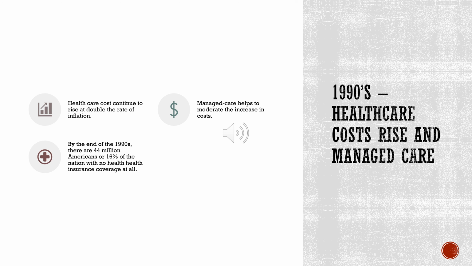So then as we enter the 1990s, healthcare costs are continuing to rise, and managed care as well. Healthcare costs are continuing to rise at double the rate of inflation. Managed care helps to moderate the increase in costs, so there is some help there. By the end of the 1990s, there are 44 million Americans, or 16% of the nation, with no health insurance coverage at all. So this is becoming a big problem.